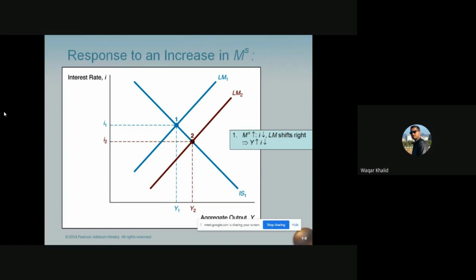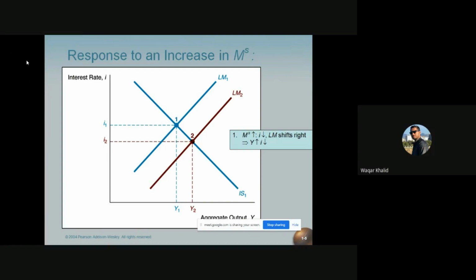Suppose the rise in the money supply causes the LM curve to shift rightward to LM2. Originally, we are at point 1 where IS1 equals LM1, but now there is a rise in the money supply by the Federal Reserve. As a result, LM1 will shift to LM2, and the equilibrium point for both the goods market and the money market moves to point 2.